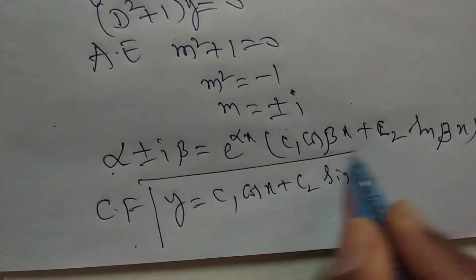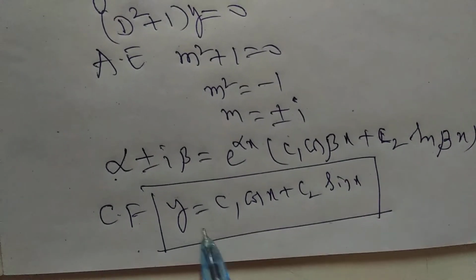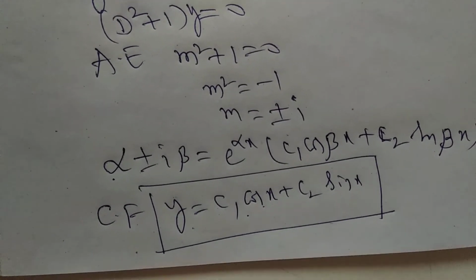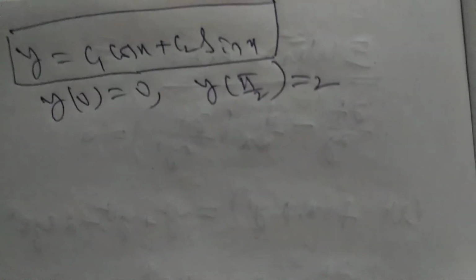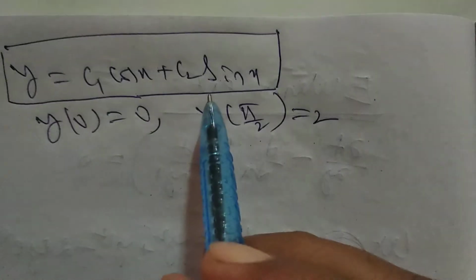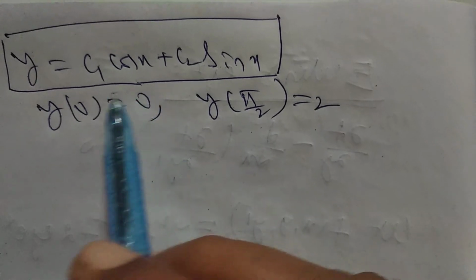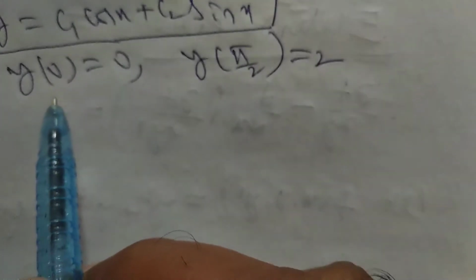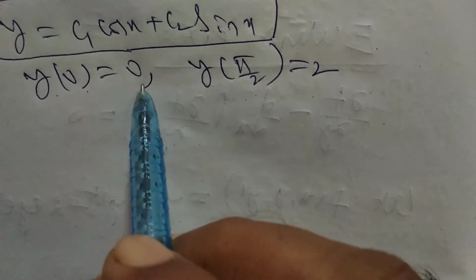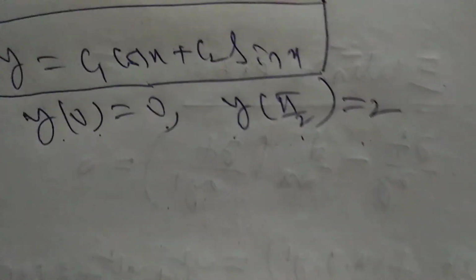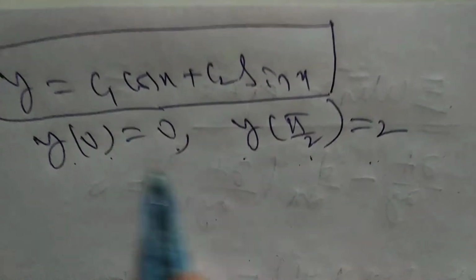So this is the complementary function. y = c1 cos x + c2 sin x is the complementary function. So this is the general solution, but here the conditions are given in the question: y(0) = 0 and y(π/2) = 2. These conditions mean you have to find the constant values. How do we find the constant values?